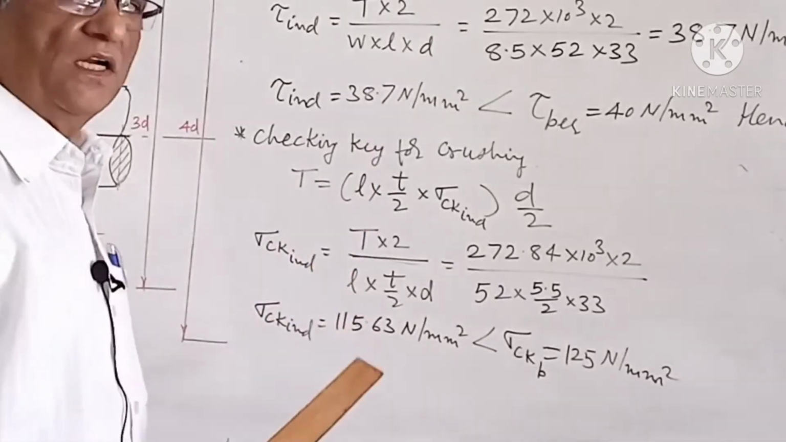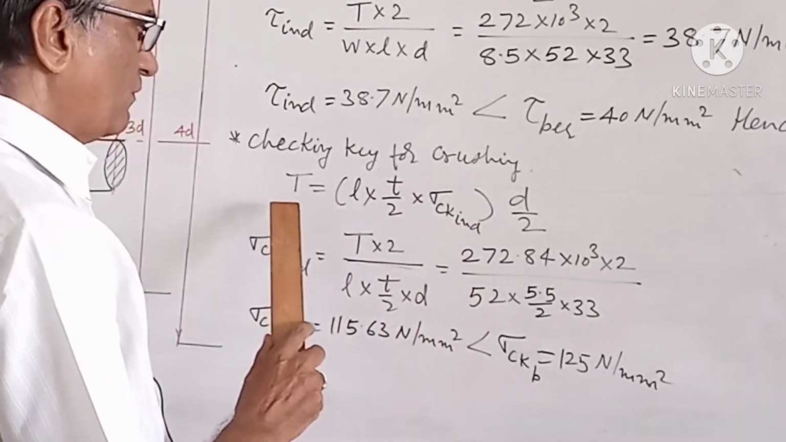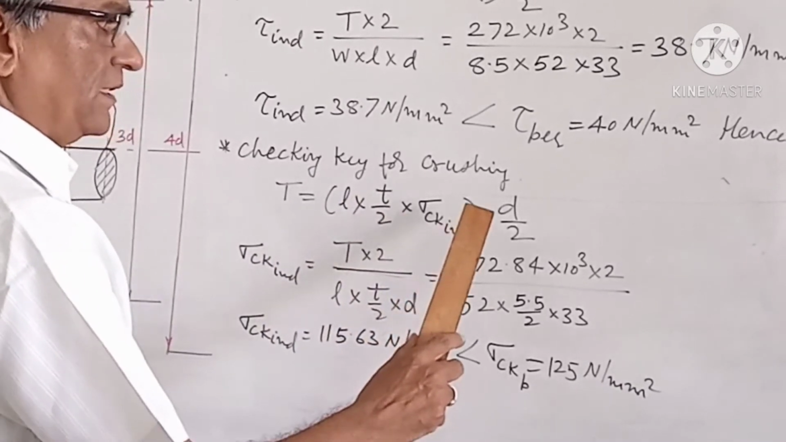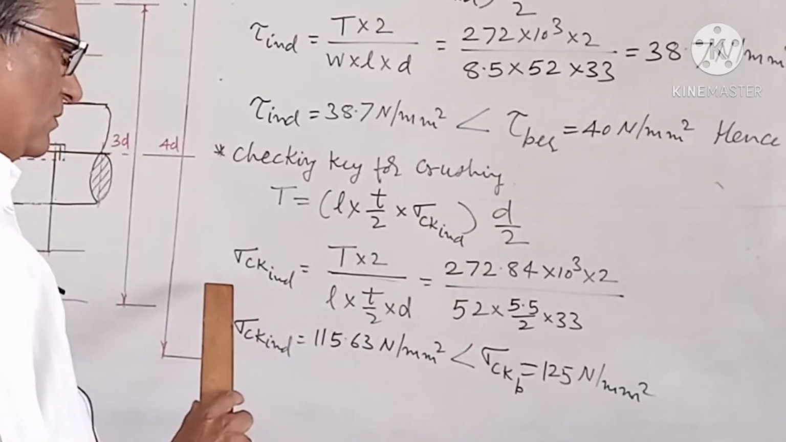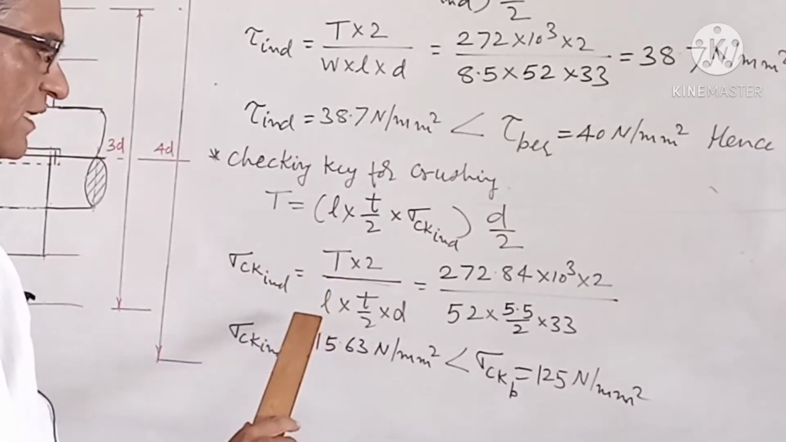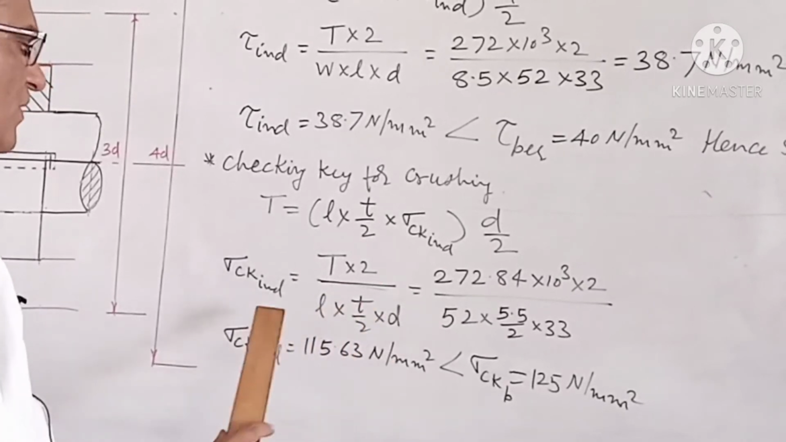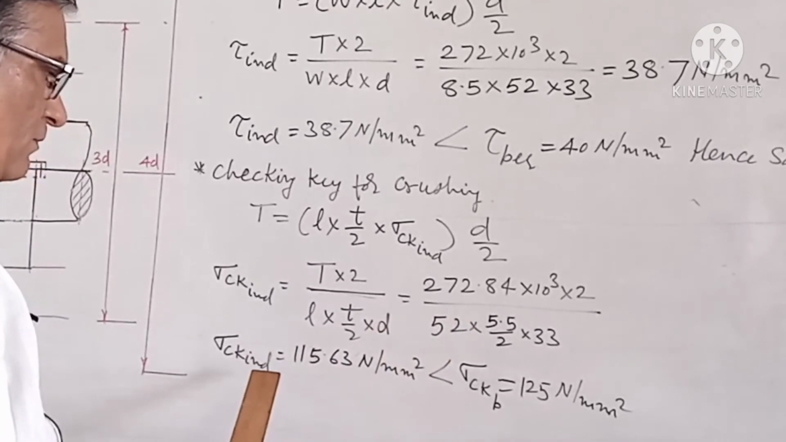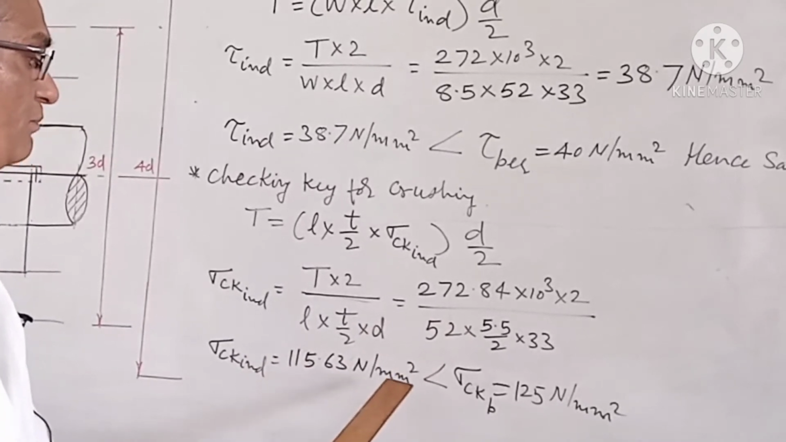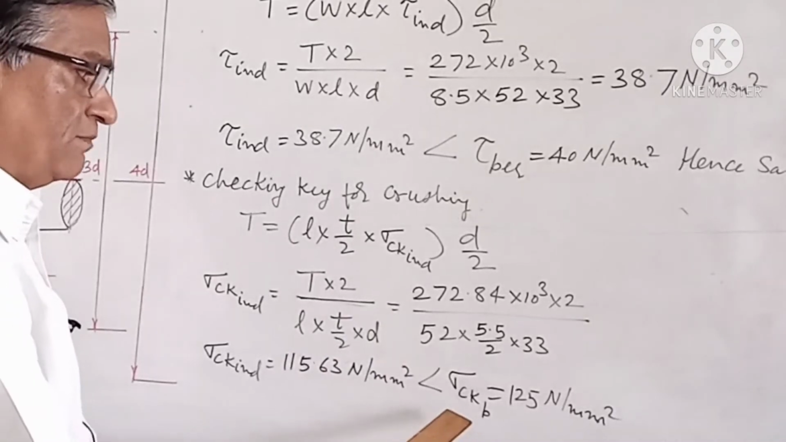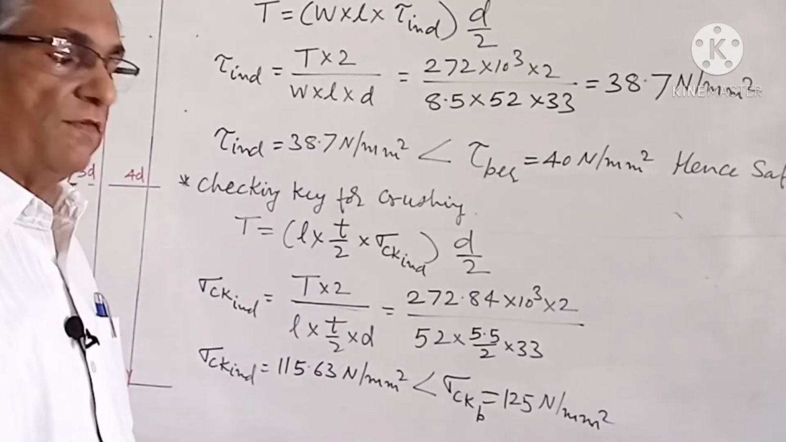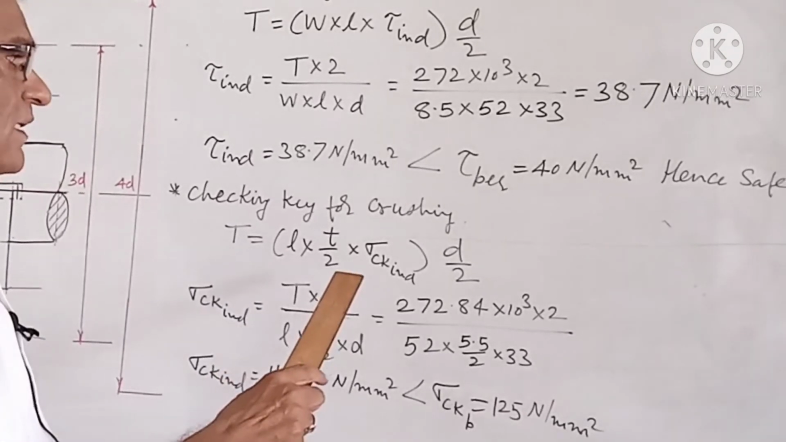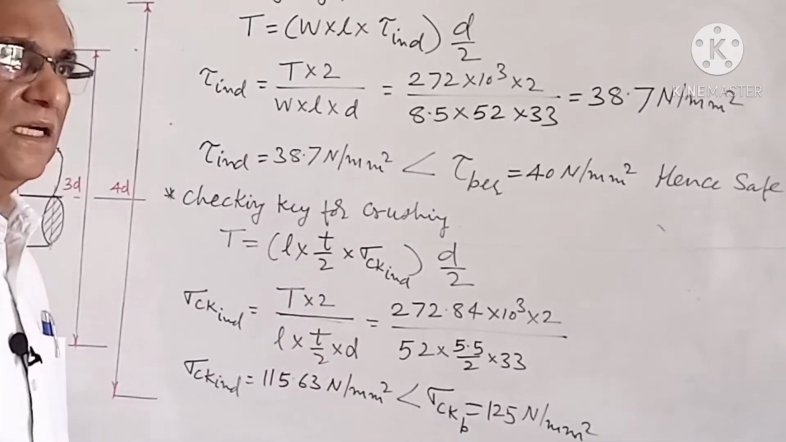Now checking the key for crushing. From the formula, T is equal to L into t by 2 into sigma c induced into D by 2. Now putting the values of torque, length, t and diameter of the shaft, the sigma c induced comes out to be 115.63 Newton per mm square, which is lesser than the sigma permissible, that is given 125 Newton per mm square. Hence dimensions of the key are safe for crushing.